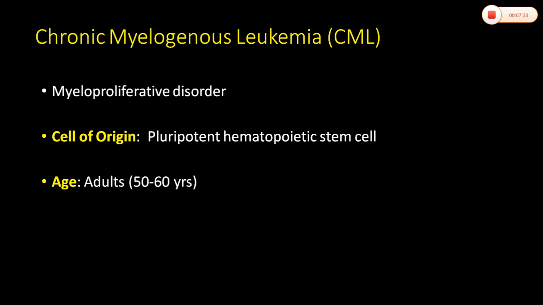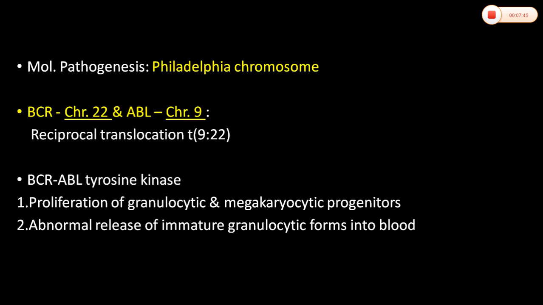Right. So the most common age that is affected with CML is adults usually. Fifty to 60 years of age is the most common age where you see CML. Coming to the molecular pathogenesis, what is actually happening to this pluripotent hematopoietic stem cell?